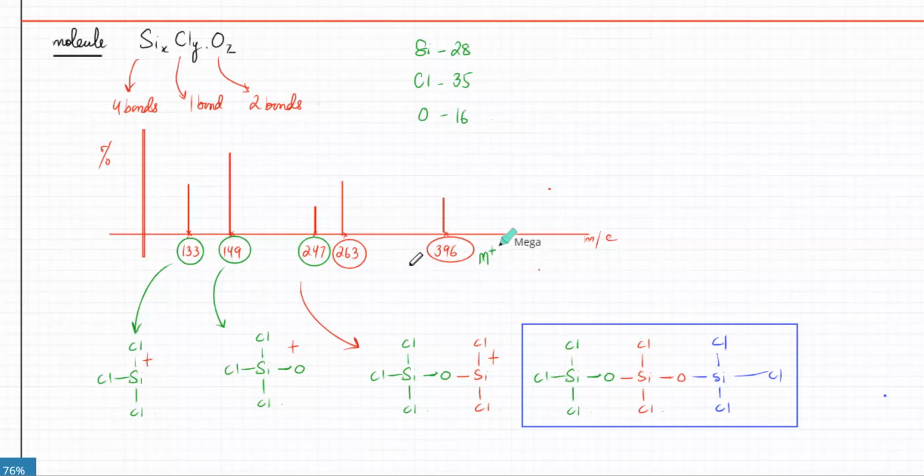Then you have a fragment that is 263. That means there must be another oxygen added. 16 ka fark hai. So this would be a slightly bigger fragment. And then at 396, you have an even bigger fragment, which is the molecular ion. That's the whole molecule. They have a difference of 133. So that means there's 1 silicon and 3 chlorines.